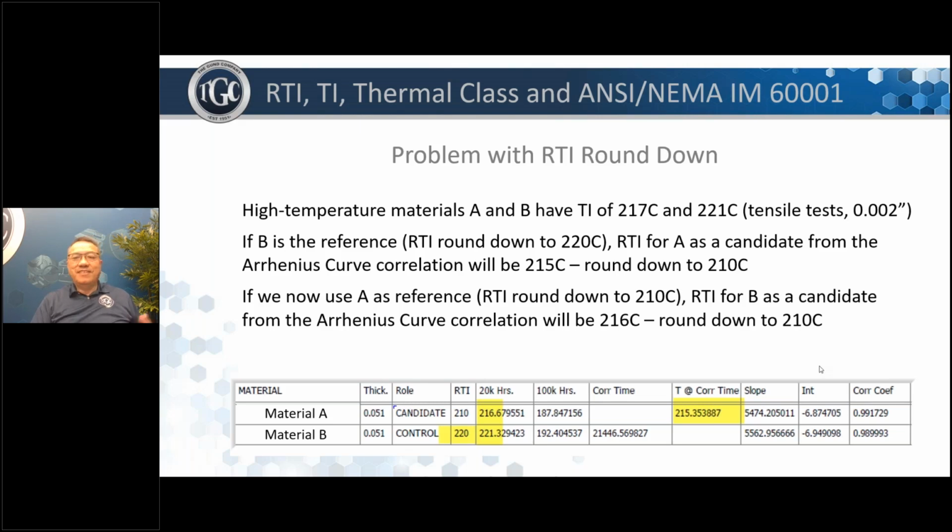Okay, now if I flip it around, I'm using material A as a reference, so it's 210. And then if I plot it again, the RTI for B would be 216C, and I need to round it down to 210. So even though it has a TI of 221 degrees C initially, somehow, if I do it this way, compared to A, and using A as a reference, I'll end up with 210 degrees C.